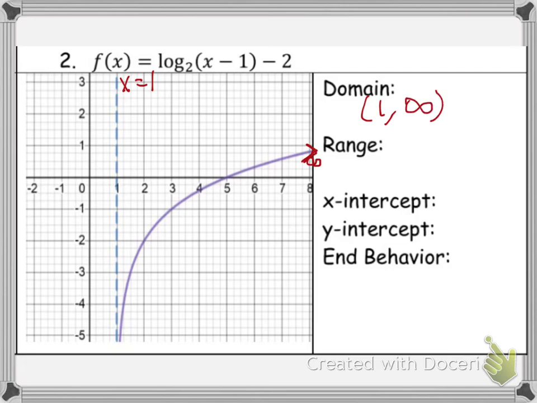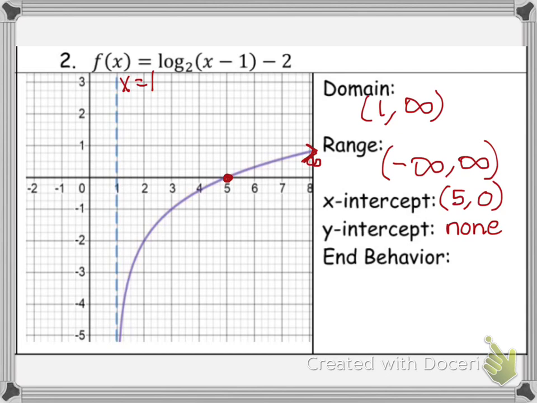And remember, for logarithmic functions, your range is always negative infinity to positive infinity. Now for my x-intercept, looking on the x-axis, I can see it crosses it at this point right here. So my x-intercept is going to be (5, 0). Y-intercept, well, it never crosses the y-axis. So therefore, my y-intercept is going to be none.